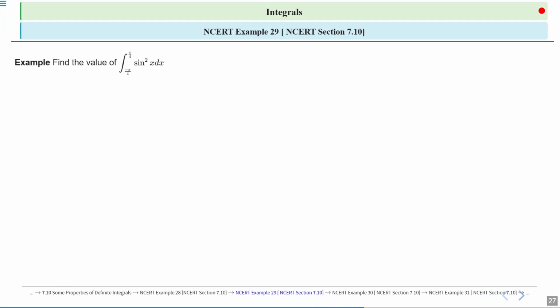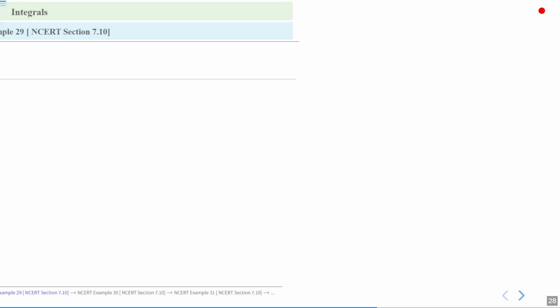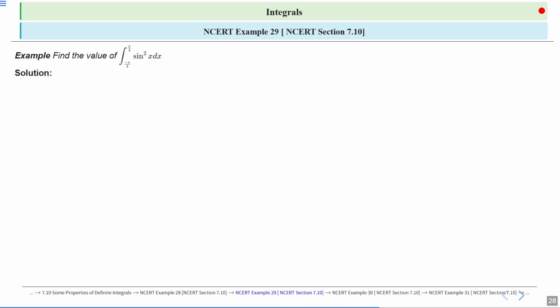Now example number 29 is: find the value of the definite integral from minus pi by 4 to pi by 4 of sine square x dx. So we observe that f(x) equals sine square x is an even function, because when we take f(-x), we get f(x).